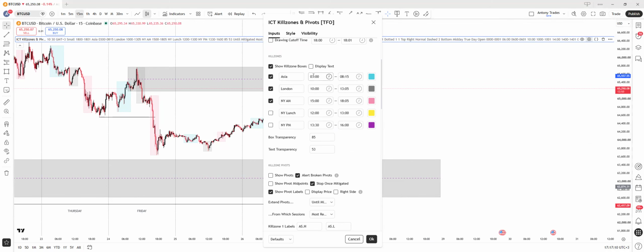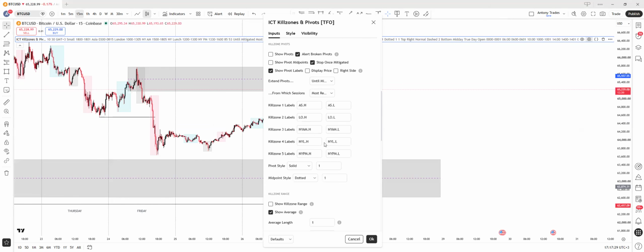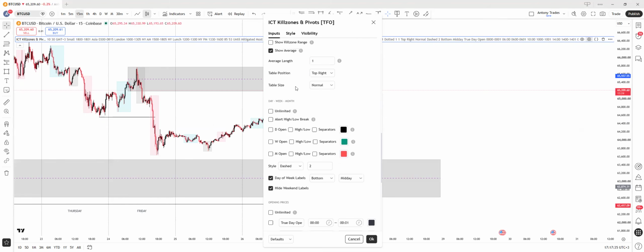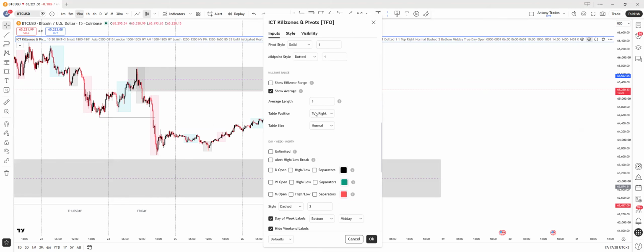So the Asia session for me starts from 3 a.m. all the way to 8 a.m. in the morning. All right, so we have the London session, which starts from 10 a.m. in the morning all the way to 13, or 1 p.m. And then we have the New York AM, which starts from 3 p.m. all the way to 6 p.m. my time. All right. And then I don't think there is anything much more important. The rest you can just copy the way I have here.